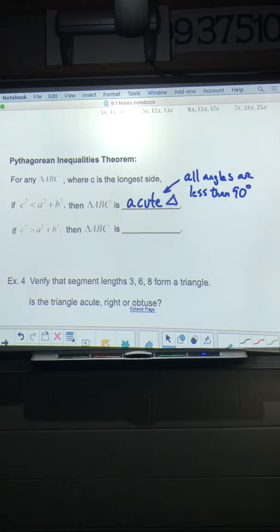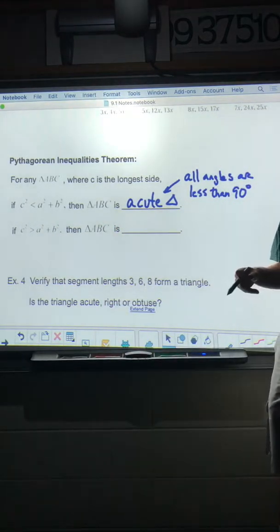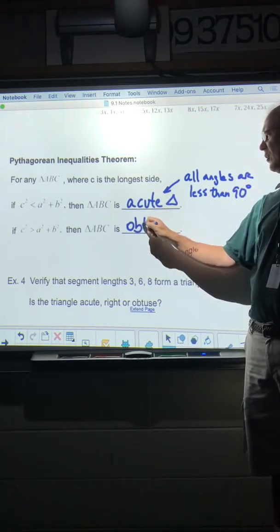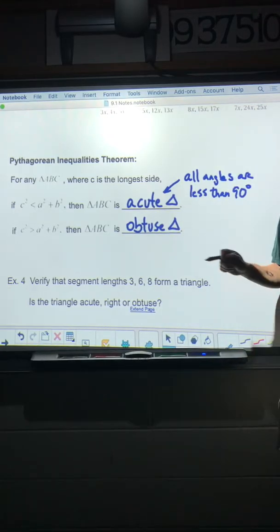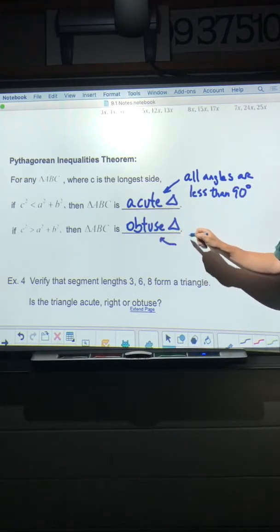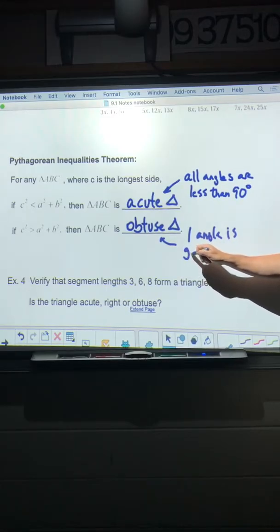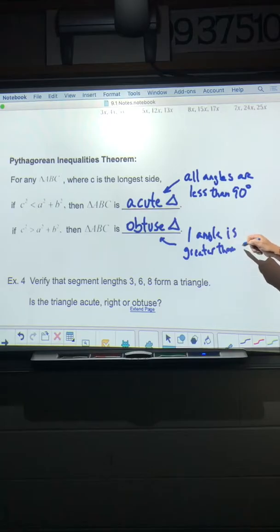If C squared is greater than A squared plus B squared, then the triangle is going to be an obtuse triangle. That means that one angle is greater than 90 degrees.